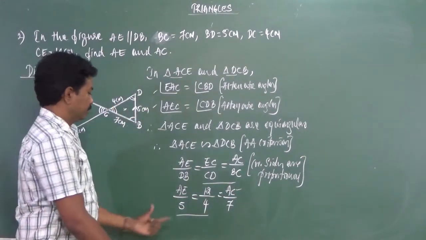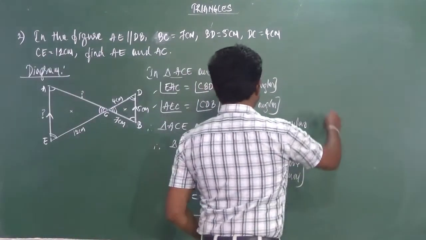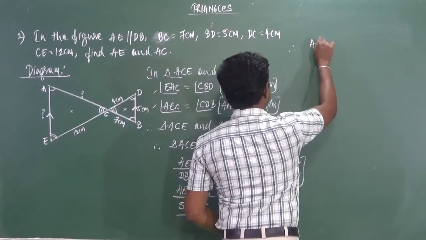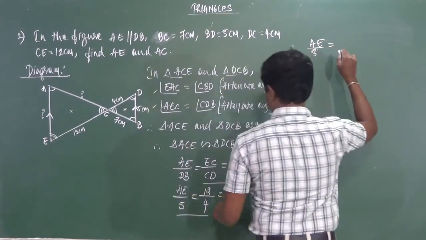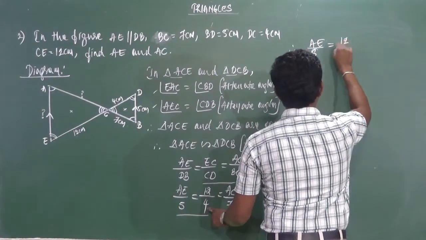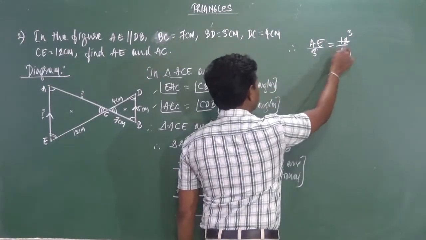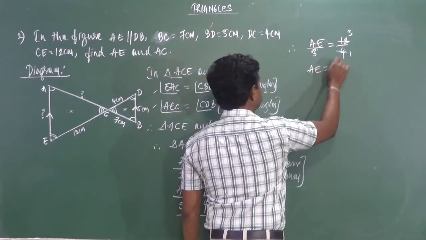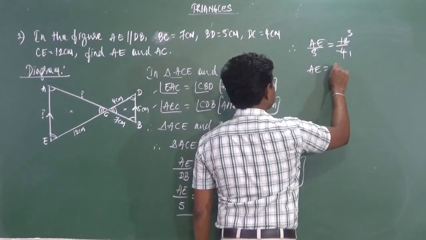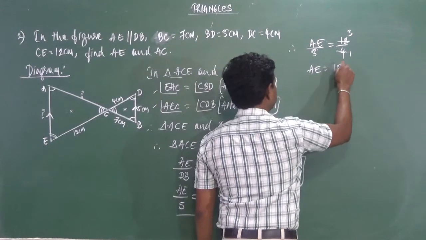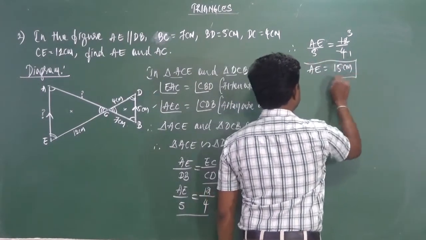That's very simple. So we'll equate these two. AE by 5 is equal to 12 by 4. 4 ones are 4, 3 side goes. So AE into 1 is AE, is equal to 3 into 5, that is 15 centimeters. So what is the length of AE?